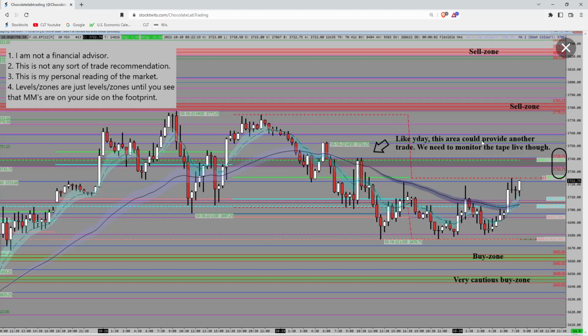I said, like yesterday, this area could provide another trade, but I didn't have it marked as a buy or sell zone because we need to monitor the tape live. Here, we could be confident that these could be inflection points and that we could at least get some movement, if not the low day or high day type moves off these zones. Here, we want to make sure that the offer we saw on the daily from yesterday is still active here.